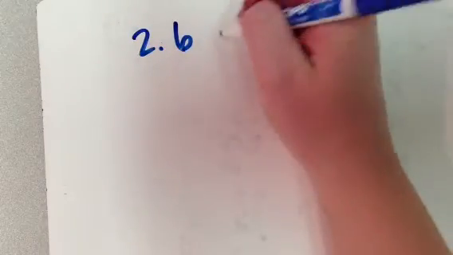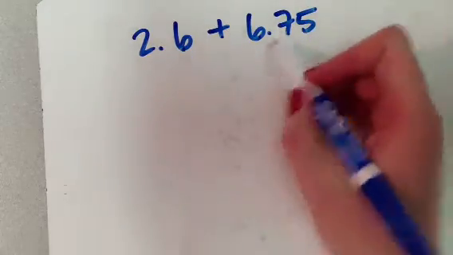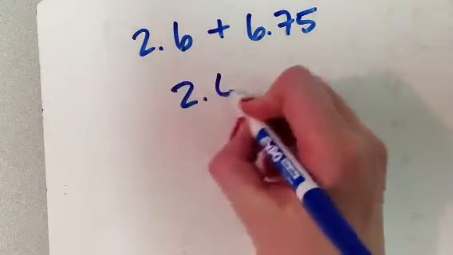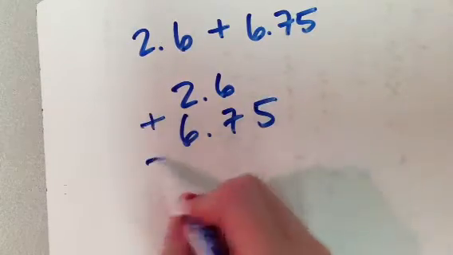Hey again, math class. Okay, so I'm going to give you some more examples of adding decimals. And again, remember the key, like he talks about in the previous video, is to line up your decimal points. So if I have 2.6 and I want to add 6.75 to it, all I do is I line them up so that I have my decimal points right over the top of each other, and then I add.